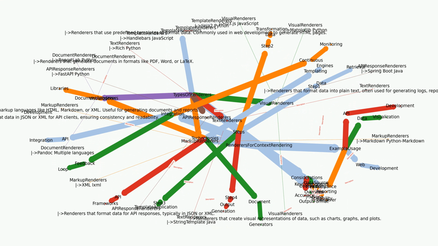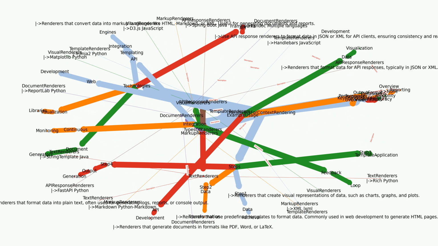Technologies. Templating engines. Description. Tools that allow developers to define templates for rendering data. These templates can include placeholders and logic for dynamic content generation. Visualization libraries. Description. Libraries that provide tools and functions for creating visual representations of data, such as charts, graphs, and plots.